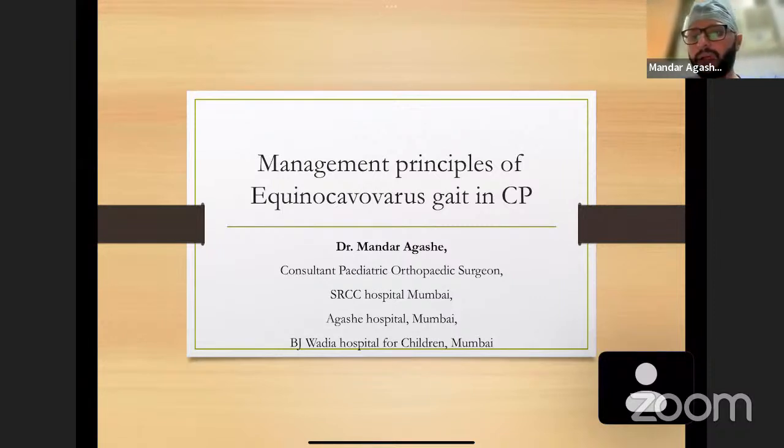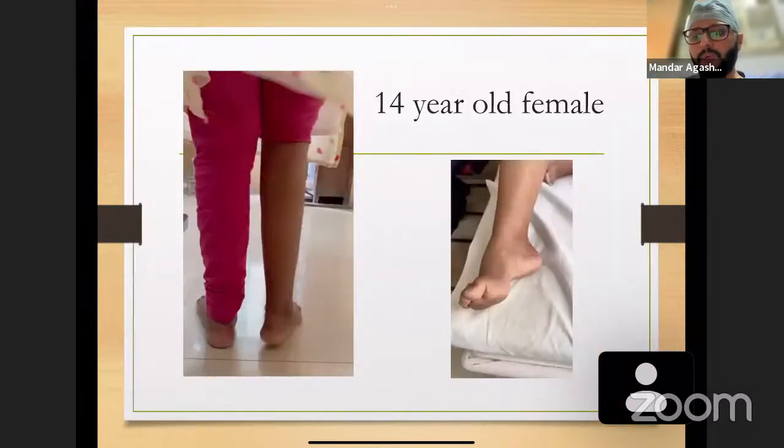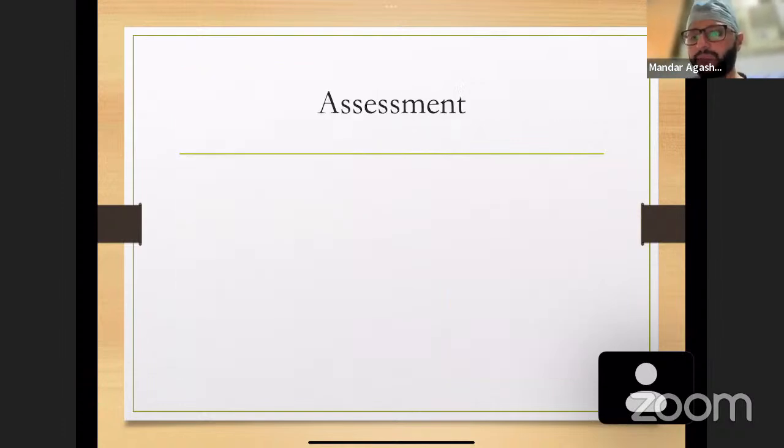My lecture will be on the other extreme, which is the equinocavovarus foot in CP. It may not be as extensive as Dr. Manoj's. What I'll be talking about is this kind of foot, in a slightly older adolescent, a 14-year-old female, with heel valgus and this significant equinocavovarus deformity. So how do we assess them?